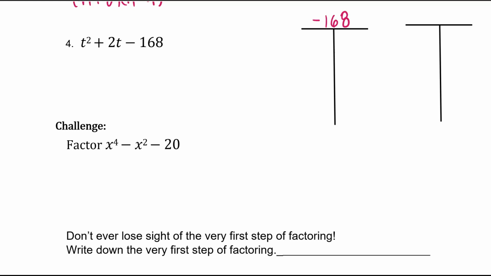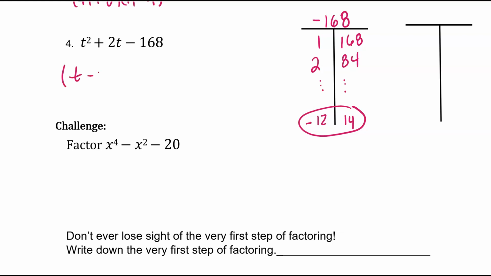So hopefully you started out with 1 and 168, and then you worked your way to 2 and 84, for example. I'm not going to write all the factors, but hopefully you ended up somewhere with 12 and 14 at the bottom, right? And then you decided that we needed a -12 and a +14. So our answer is T minus 12 times T plus 14, or T plus 14 times T minus 12.